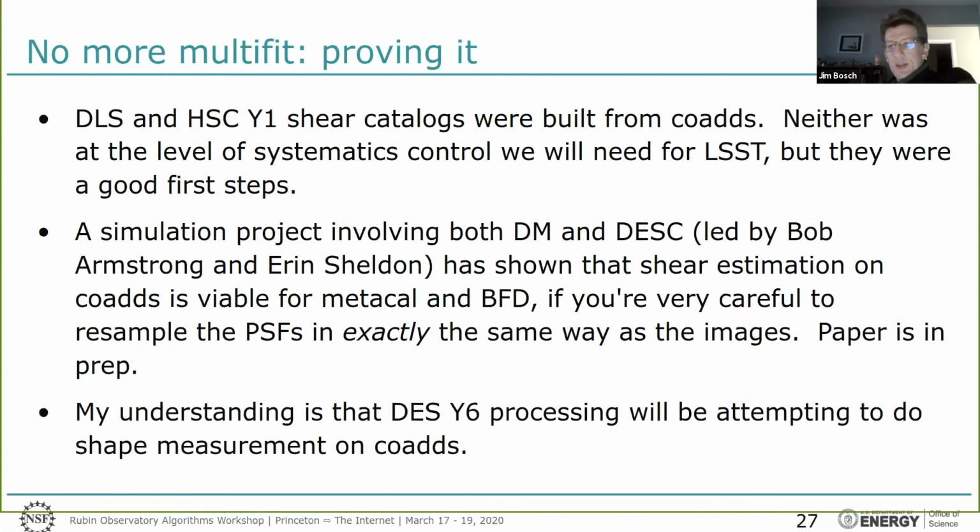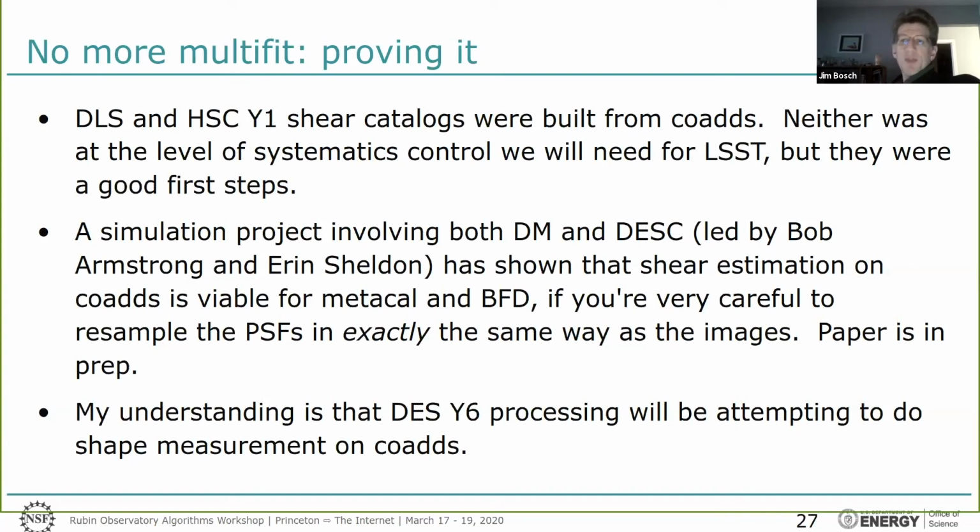Now that's all nice, but I certainly would expect you to ask me to prove it. And I can't do that yet, but I think we're on the road to doing that. First off, the DLS, the Deep Lens Survey, and the HSC Year 1 shear catalogs were built from coadds. Neither of those is anywhere near the level of systematics control we need for LSST, but I think they are good first steps.